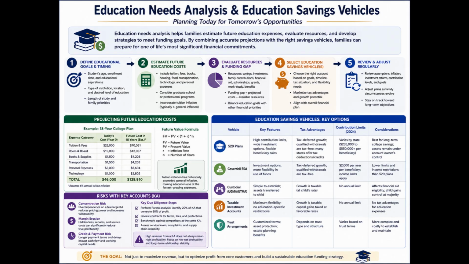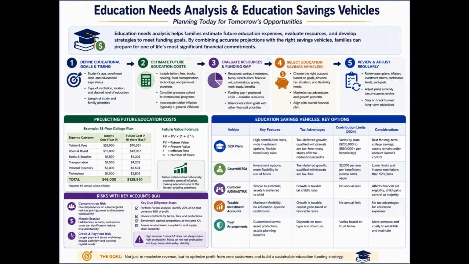Establishing clear objectives helps ensure that savings and investment strategies are aligned with the family's expectations and financial capabilities while creating a framework for long-term education funding decisions. Estimating future education costs requires consideration of both current expenses and projected inflation rates. Tuition inflation has historically exceeded general inflation, making education one of the fastest-growing household expenses. Financial planners use future value calculations to estimate the amount needed when education expenses occur.